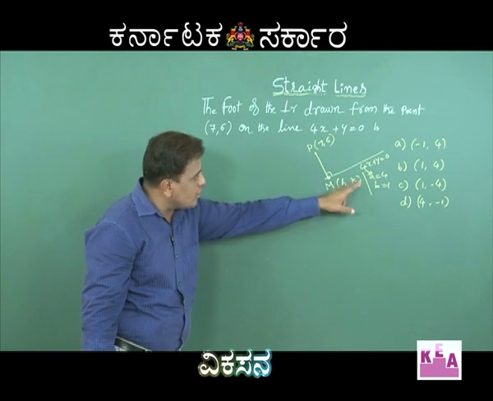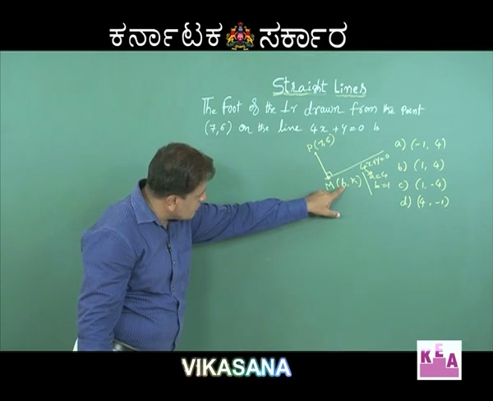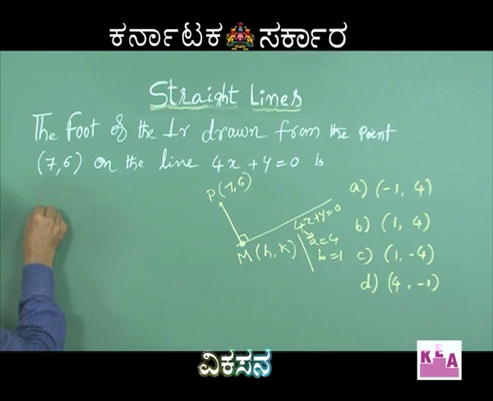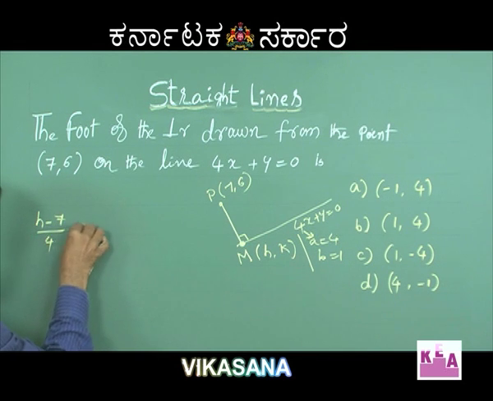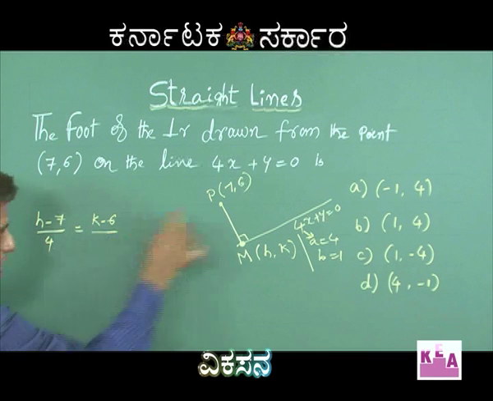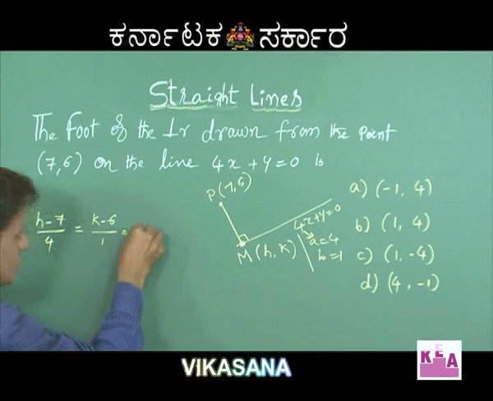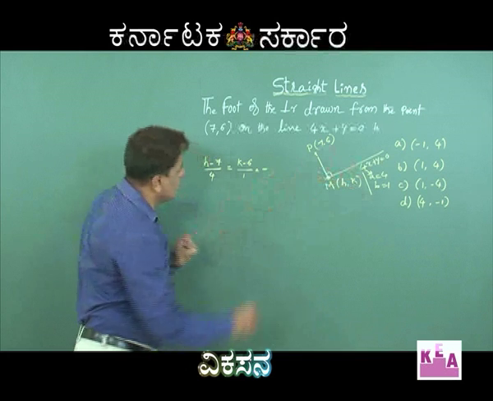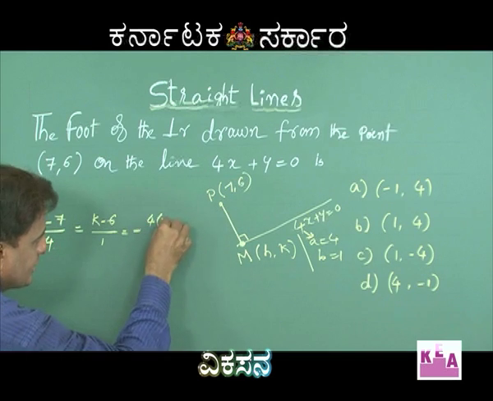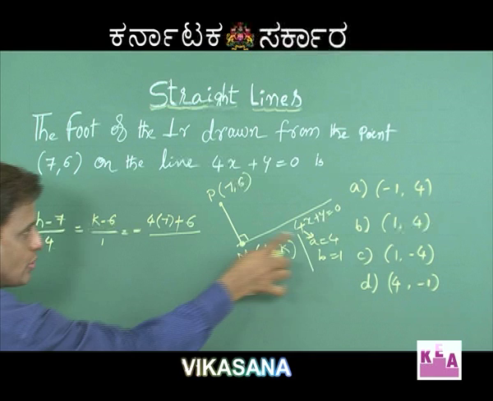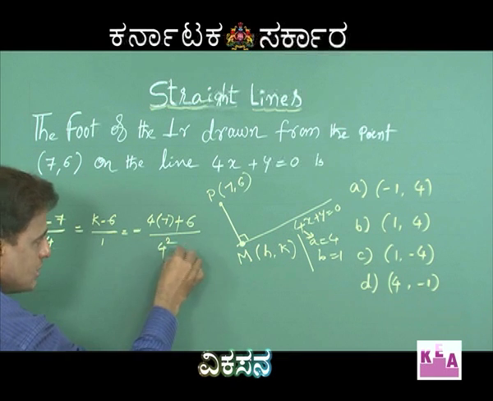The technique to find out the coordinates of M is to subtract these two coordinates, that is h minus 7 divided by a, which is equal to, similarly, k minus 6 by b, that is b value 1, which is equal to minus of, please note down this, substitute the given point on LHS, that is 4 into 7 in the place of x plus 6 in the place of y, divided by, always write here a square plus b square. What is a square? 4 square plus b square is 1 square.